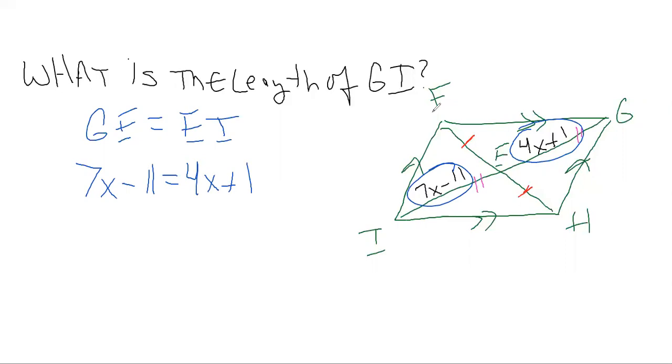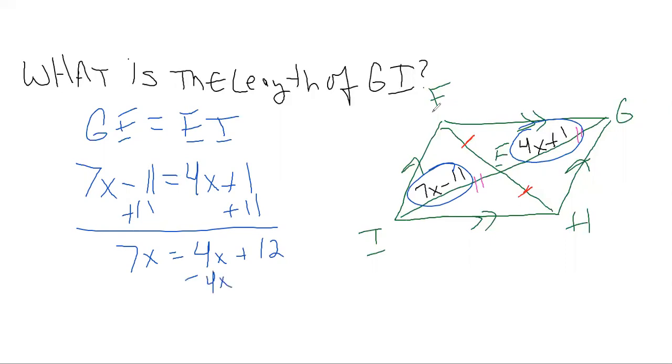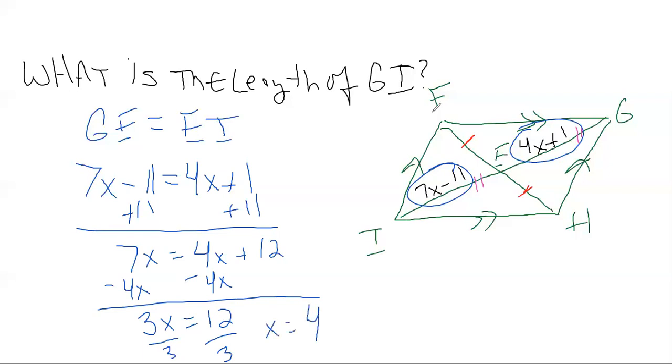And at this point, I'm just going to do basic algebra. I'm going to move that minus 11 over to the other side. That'll give me 7x equals 4x plus 12. I'm going to take that 4x and move it over to the other side. 7x minus 4x is 3x equals 12. And then we'll just divide by 3, x equals 4. But that's not what the question asked.